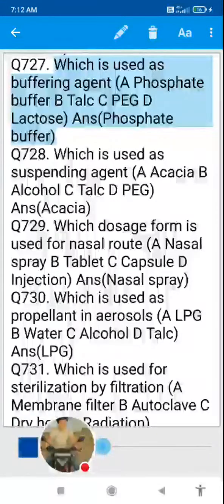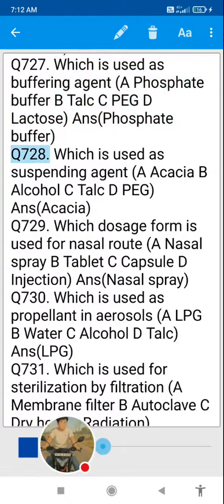Q727. Which is used as buffering agent? A. Phosphate buffer. B. Talc. C. PEG. D. Lactose. Ans. Phosphate buffer.